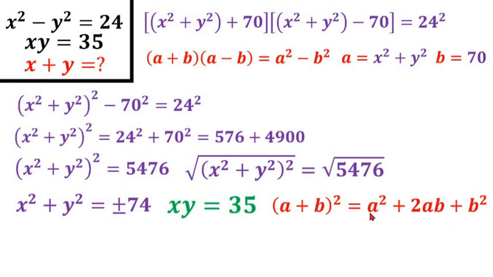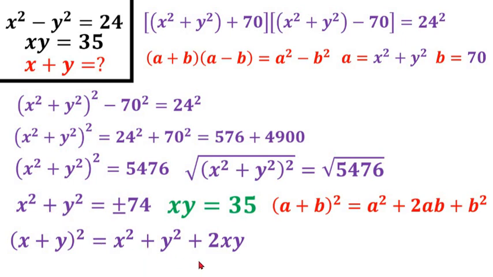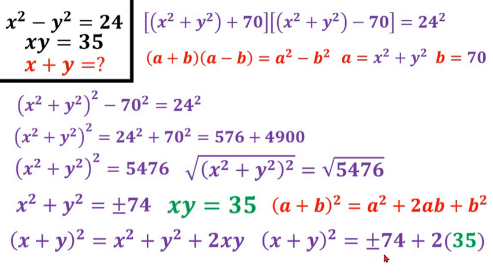In our case, our a value is going to be x and our b value is going to be y. So we would have (x + y)² = x² + y² + 2xy. And we know xy is 35, right? So we would have (x + y)² = plus or minus 74, because x² + y² is plus or minus 74, and then 2xy, where xy is 35, so plus 2 times 35.